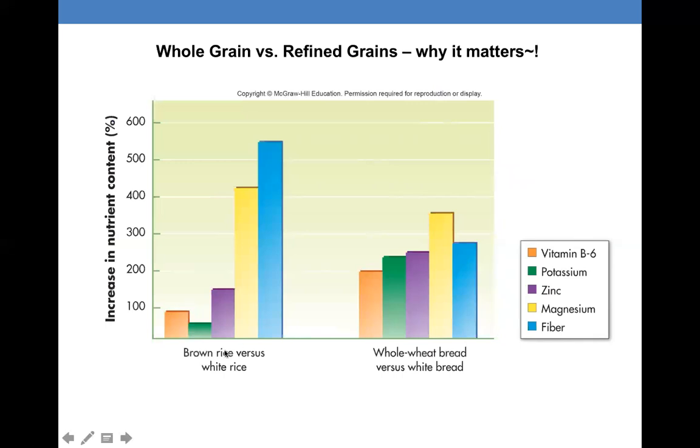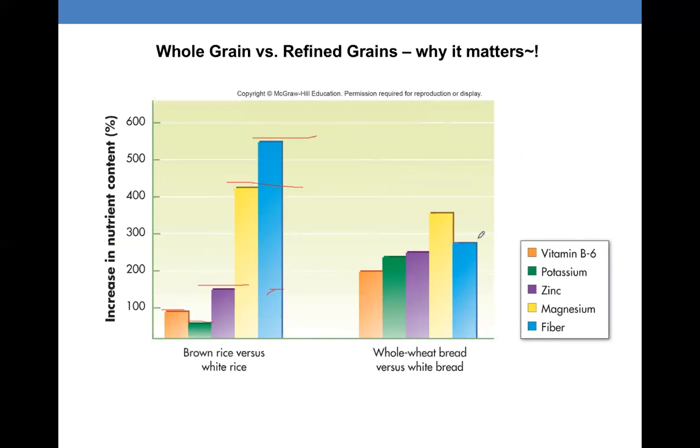This chart is looking at brown rice versus white rice and how much more of certain nutrients brown rice has. For example, this blue is fiber. Brown rice has like 550% more fiber. Yellow is magnesium, over 400% more. Purple is zinc, over 100% more. Orange is B6, about 100% more, and potassium, just under 100%. On the right is whole wheat bread versus white bread. And you can see that whole wheat bread has 200% or more of all of these categories of nutrients when compared to white bread. Why would you even have white rice?